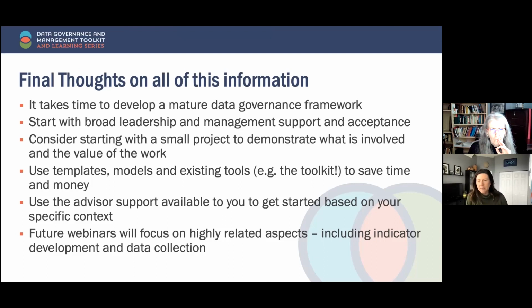Save time and money. This can be a really expensive space, and unnecessarily so. Some of this stuff is very easily exported into different contexts. So hopefully the toolkit's useful for you there. And this is all intended to lead into a bit more practical. What you're going to be able to see is how we design indicators and how we collect data. Those are coming in the next couple of webinars.